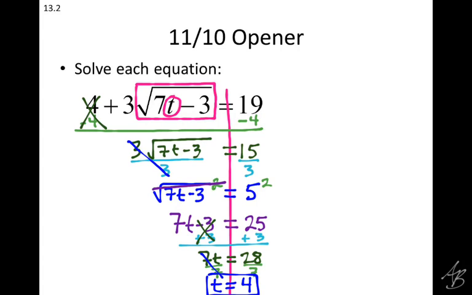Kind of a lot of work, a lot of steps, but as long as you do each step in the correct order, you should be fine. All right, so when we started this, we had 4 numbers and a square root we had to get rid of, so that was actually a 5-step equation, so we did 5 steps. And we got t equals 4.